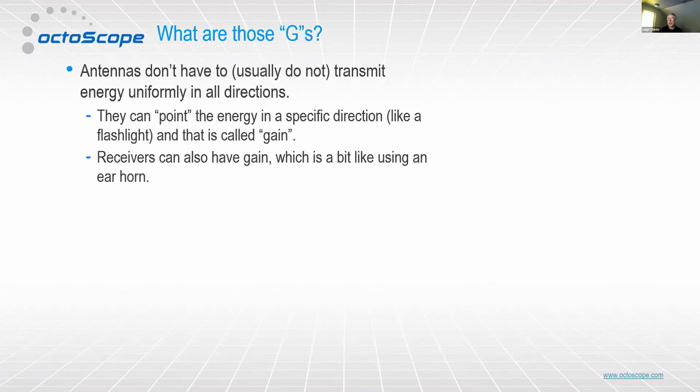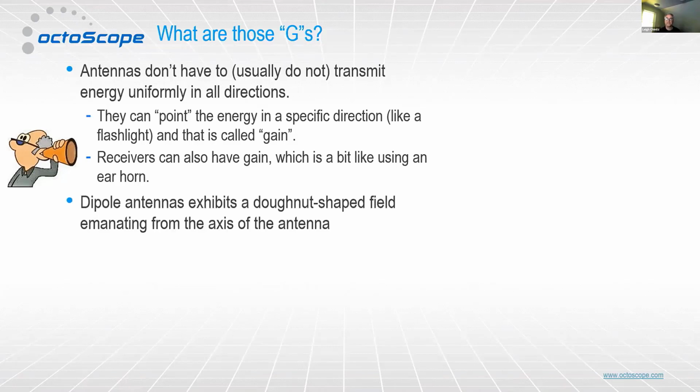You can actually point the energy in a specific direction like a flashlight, and that's called gain on the transmit side. Receivers can also have gain, and that's a little bit like if you imagine a person using a little ear horn to hear better in one specific direction. Kind of point the horn at what you want to listen to, and you hear better. So you can have gain on the transmit side. You can also have gain on the receive side.